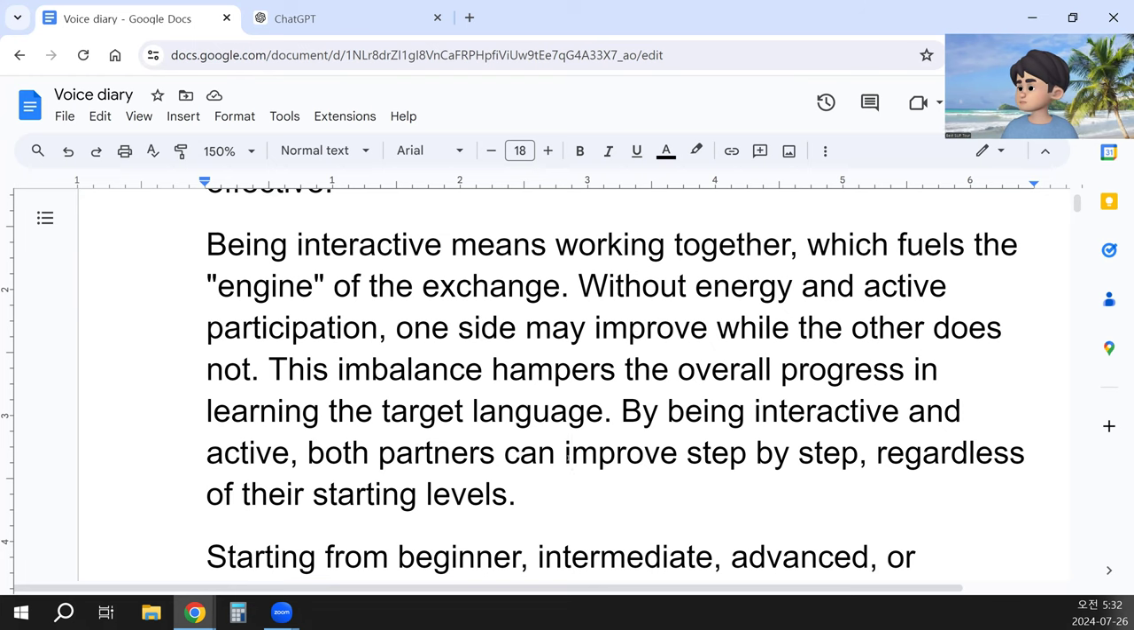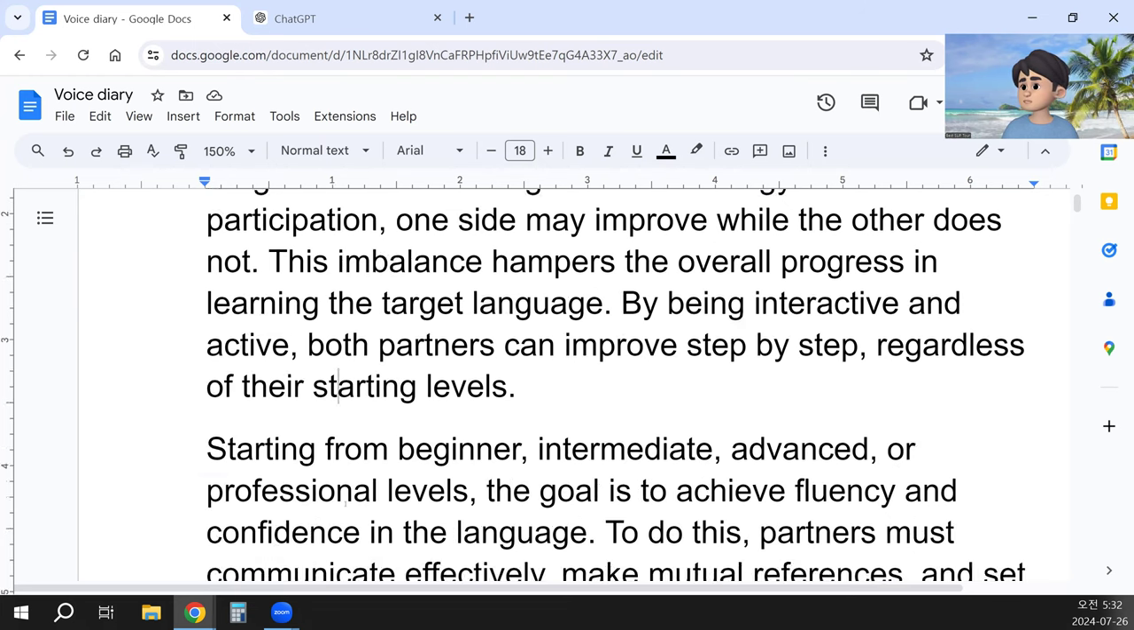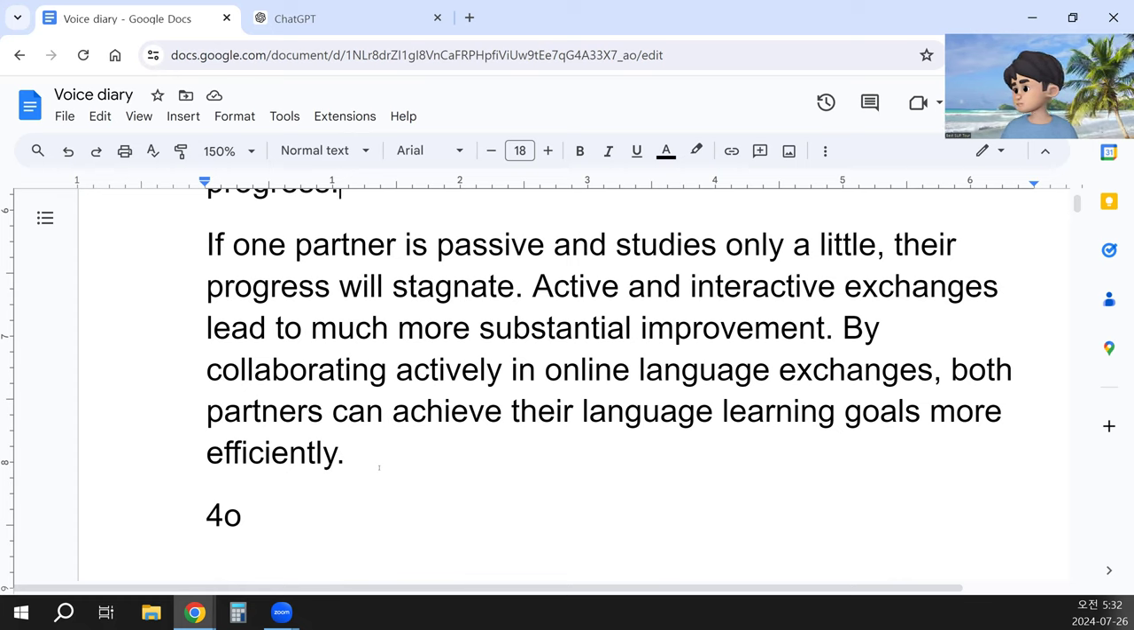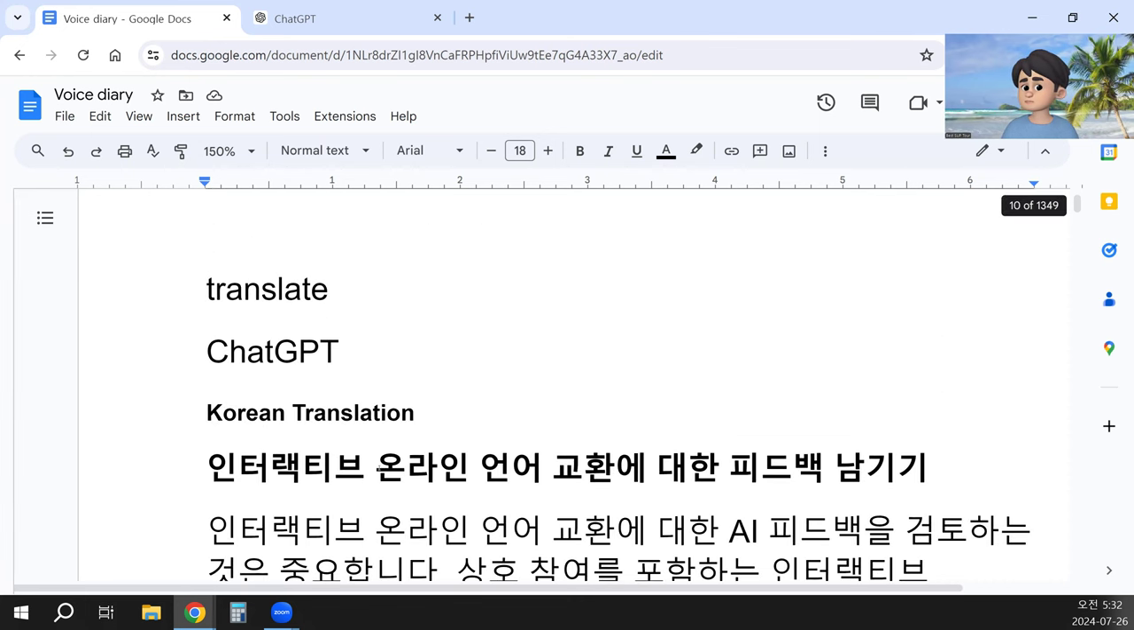By being interactive and active, both partners can improve step by step regardless of their starting levels. Starting from beginner, intermediate, advanced, or professional levels, the goal is to achieve fluency and competency in the language. To do this, partners must communicate effectively, make mutual references, and set shared goals. This saves time and ensures balanced progress. If one partner is passive and studies only a little, their progress will stagnate. Active and interactive exchange leads to much more substantial improvement. By collaborating actively in online language exchanges, both partners can achieve their language learning goals more efficiently.